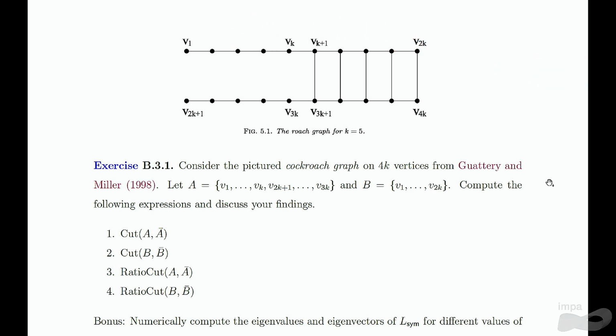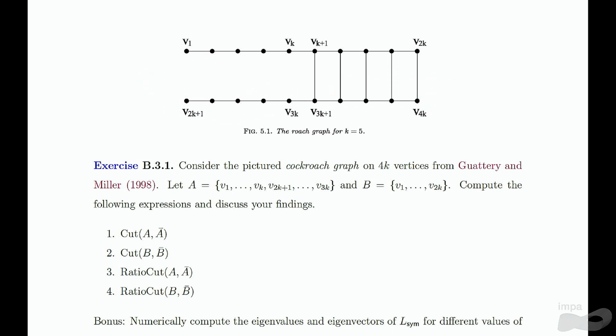So this is a graph on 4k vertices, determined by k here, and the question is: consider the partitions determined by the set A, that's v1 through vk, and v2k+1 through v3k. So that's all the vertices on this side here, and their complement, A bar, versus B, which takes these vertices and then their complement down here. So these are two different partitions.